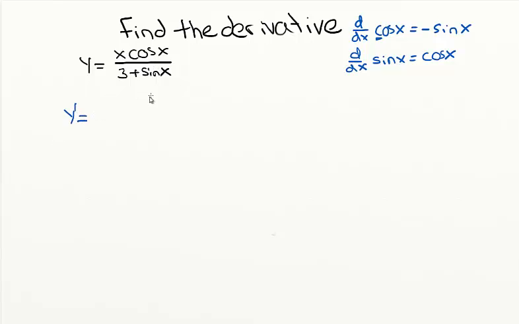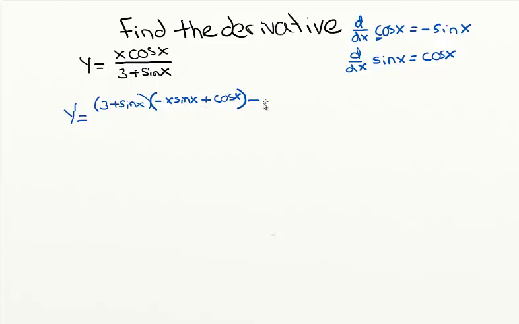So we're going to start out with our big giant quotient rule. That says we need to take the bottom times the derivative of the top. That's low d high, if you like to think about it that way. Our low function is 3 plus sine of x. And our d high is where we have the product rule. We're going to take x times the derivative of cosine of x, so we're going to get a negative x sine of x, because the derivative of cosine is negative sine. That's why there's that negative out in front there. And then we add to it cosine of x times the derivative of x, which is just 1, so we have just cosine of x. And that finishes our low d high.